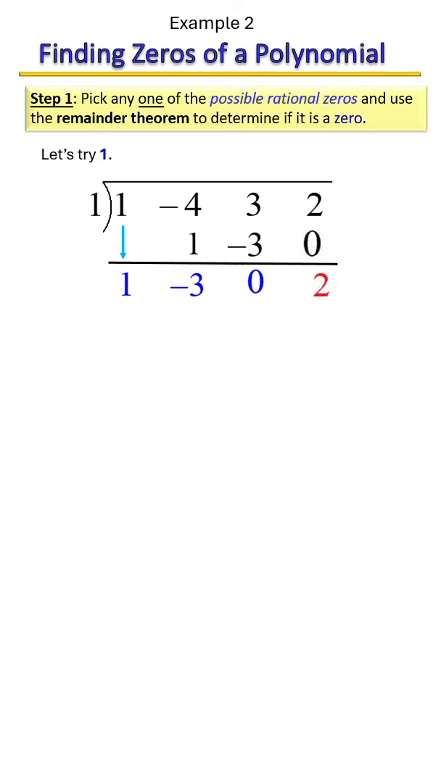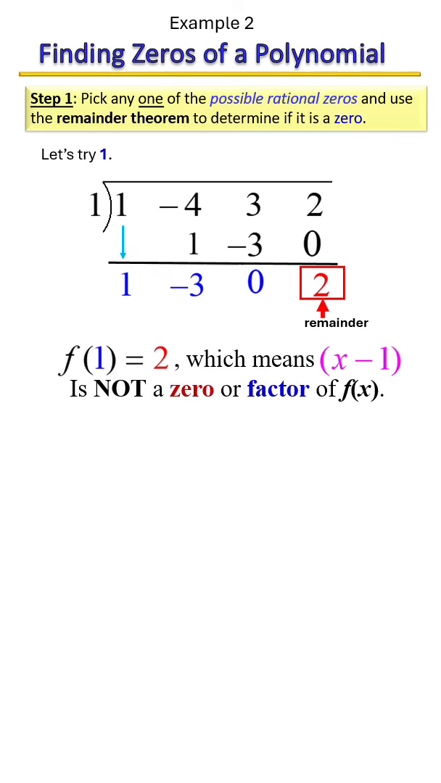Bring down a 2. Now we know it's a zero if you have a 0 at the end as a remainder. Since we did not have a 0 as the remainder, that means that the number 1 is not a zero of this polynomial function. So then we have to try another number from our list to plug in and see if it's a zero.